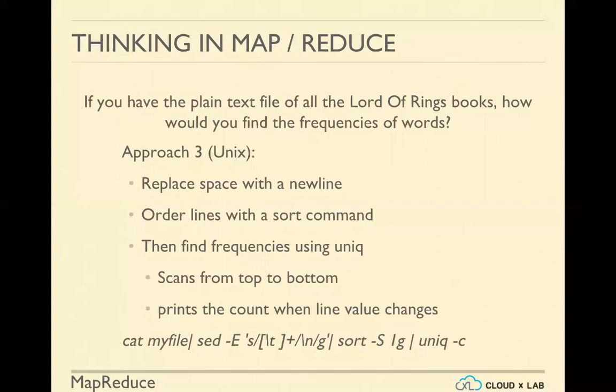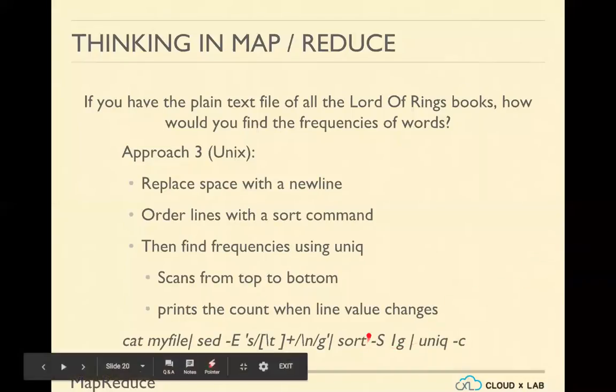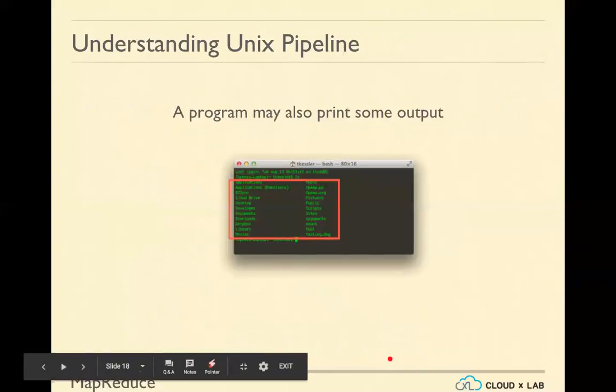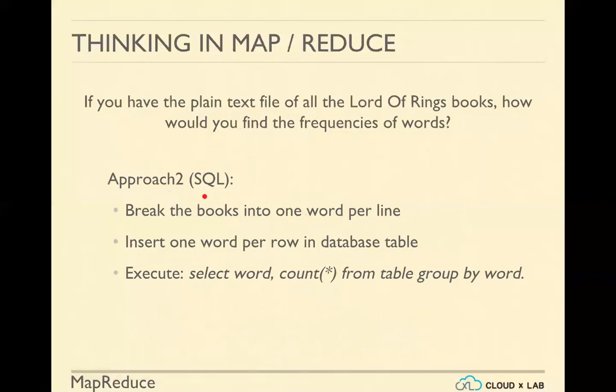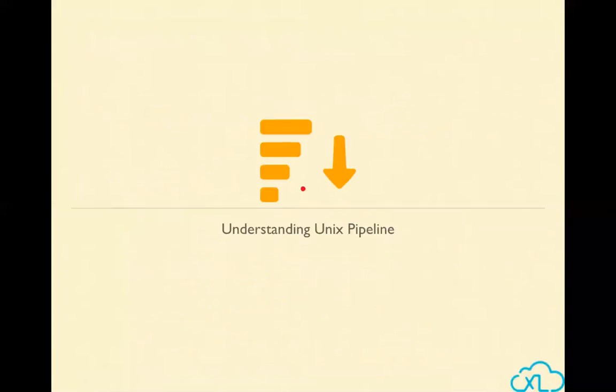Now, what is the problem with approach 2 and approach 3? Approach 2 was SQL and approach 3 was Unix. In Unix, we have overcome the memory limitation by restricting it to 1 GB, while in SQL also the memory limitations are overcome by the SQL engine.